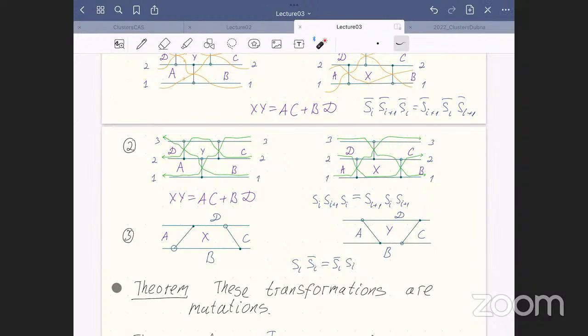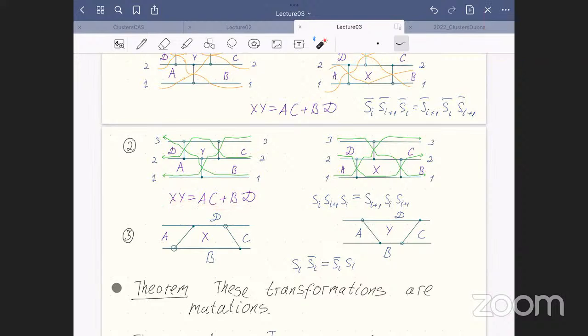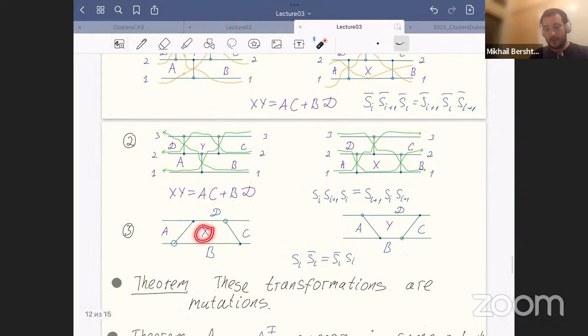So by this equality, you mean that they are mutationally equivalent or something more? So this equality is some statement about minors. No, right equality. This is a statement about a matrix and some relation between its minors.